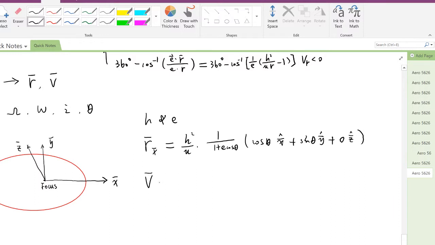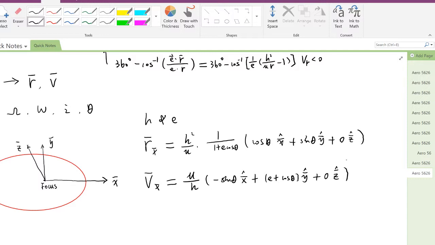And how about the velocity component? Velocity, again, to make it different, I use the velocity x bar to represent the velocity in this orbital plane. And it's equivalent to mu divided by h times negative sine theta x bar hat plus e plus cosine theta y bar hat plus 0 z. So again, the velocity evaluated in the orbital plane also has two components. Its z component is 0, so the motion is restricted in the orbital plane.